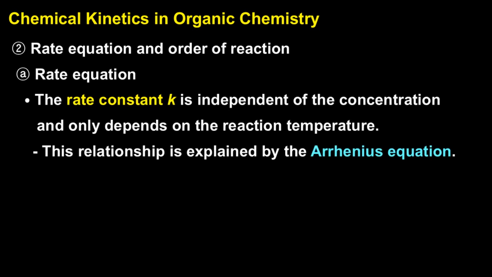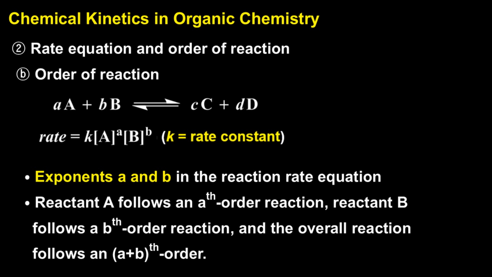Another key concept is the rate constant k. Now, unlike reactant concentration, k doesn't change during the reaction. For a specific reaction at a specific temperature, it stays constant, but it does depend on temperature. That's where the Arrhenius equation comes in. It explains how temperature and activation energy affect the reaction rate and how they're connected to that constant k.